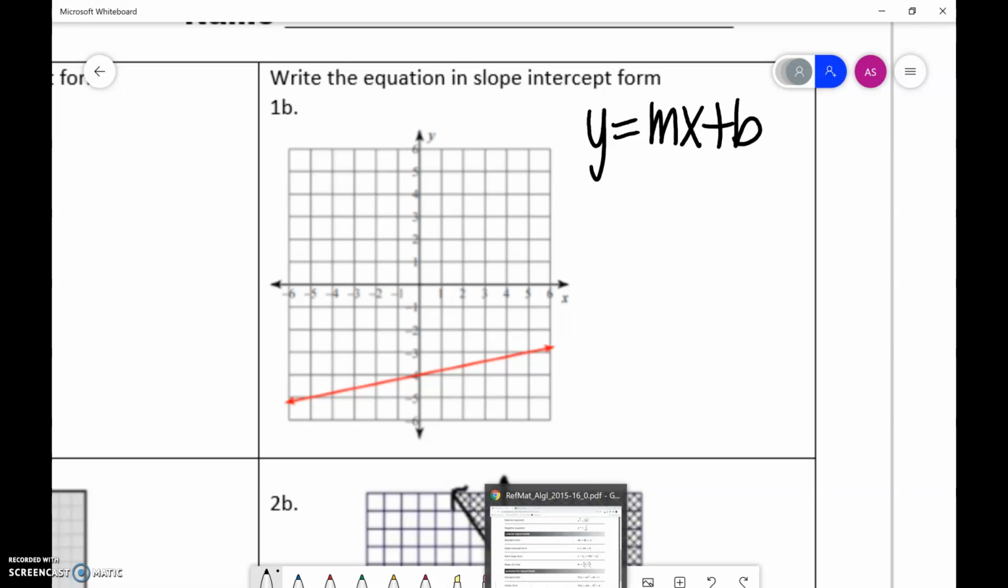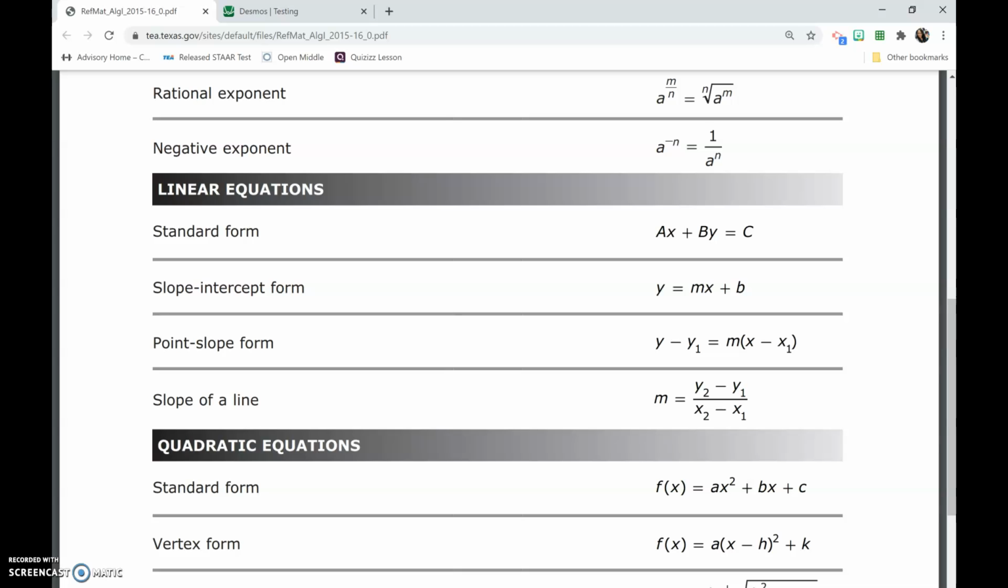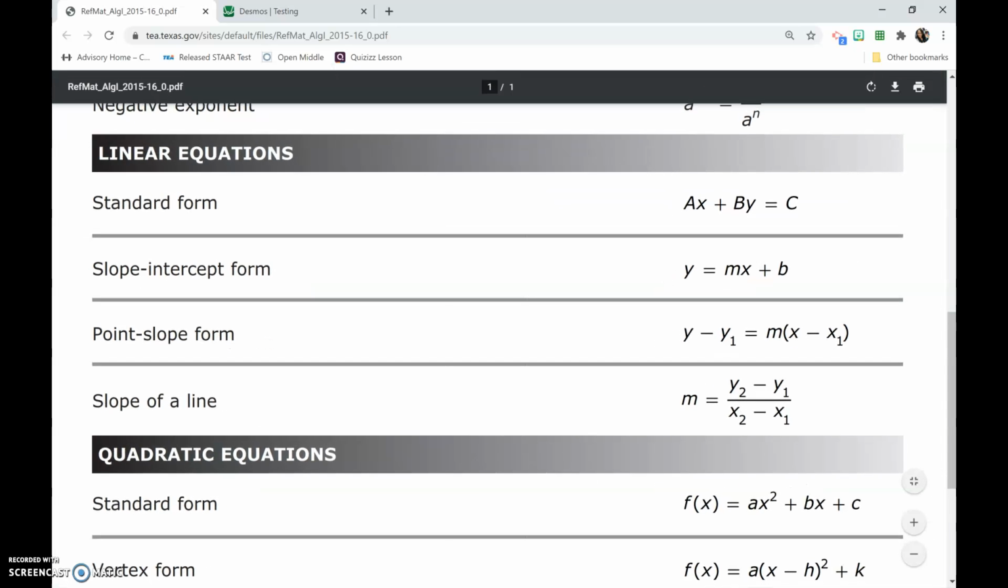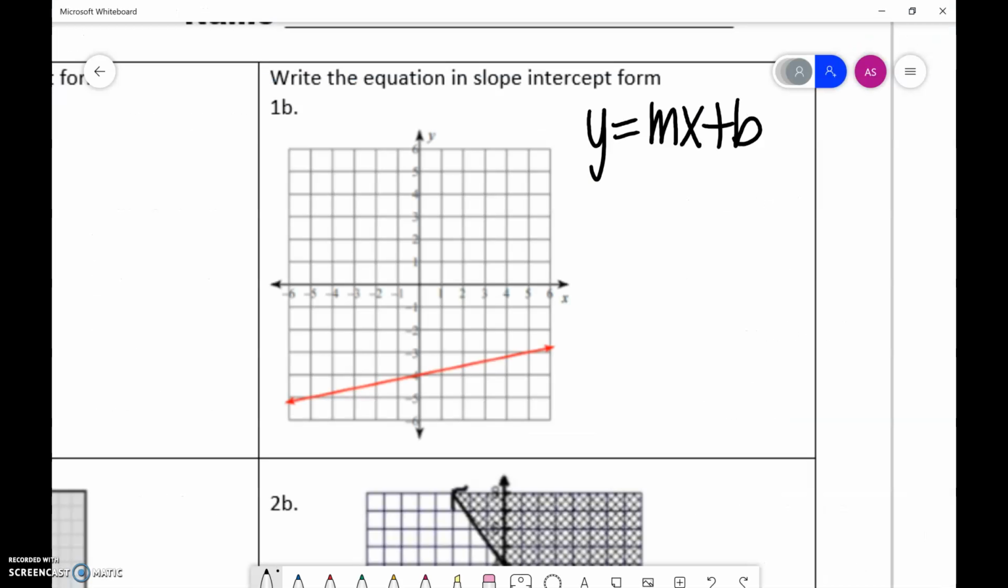By the way, we will give you a copy of our formulas on the test tomorrow. Here's a snip of your ninth grade STAAR formula sheet. So yeah, you do not have to memorize these formulas, but if you can, that's awesome. So I know that m stands for my slope and b stands for my y-intercept. So those two pieces of information are needed to write an equation.